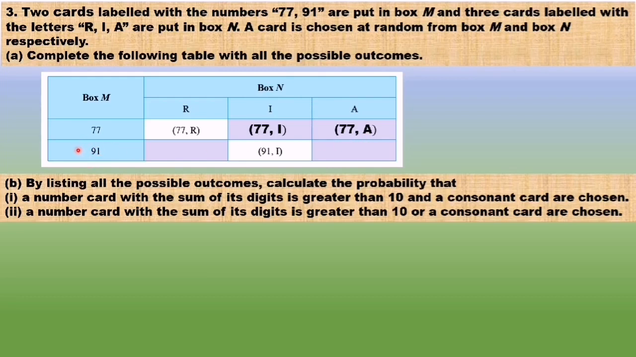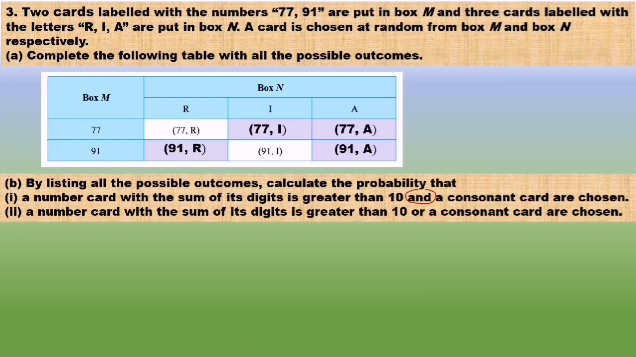Okay, if the first card from box M is 91, so possible outcomes is first card, set 91. Second card, R. This part, 91A. After we completed the table, now we answer the question B. By listing all the possible outcomes, calculate the probability that a number card with the sum of its digits is greater than 10 and a consonant card are chosen.